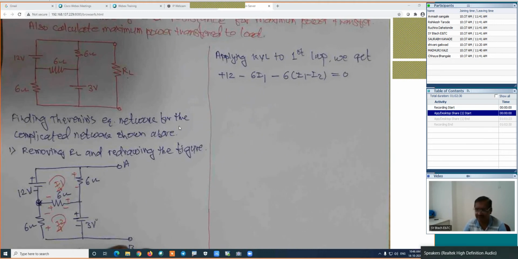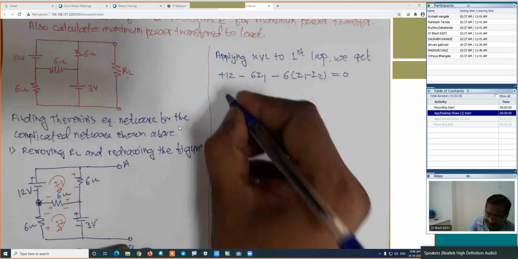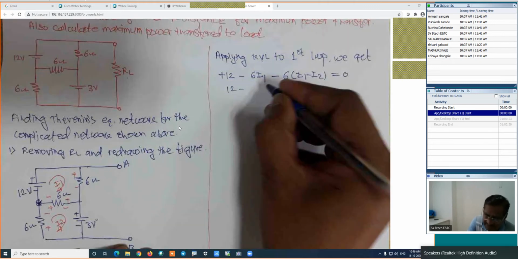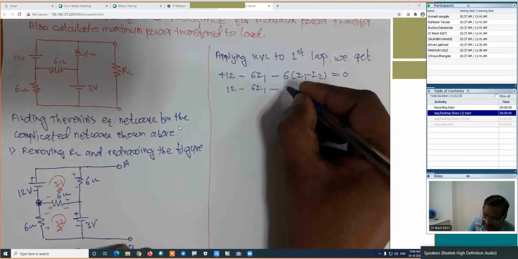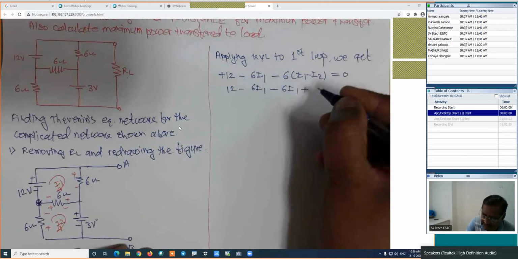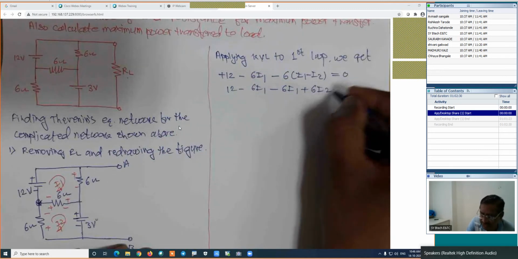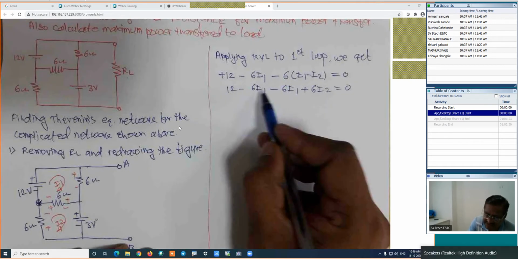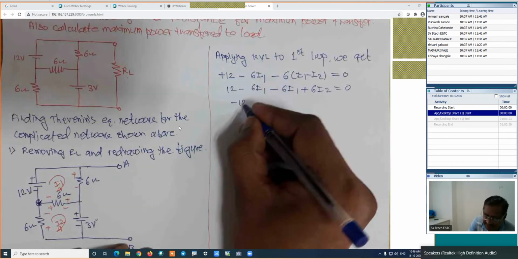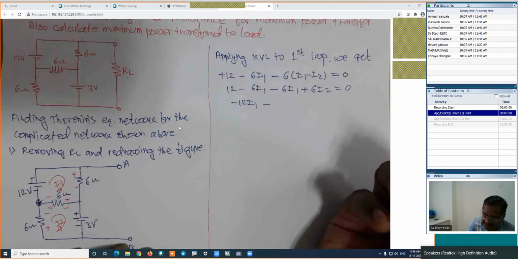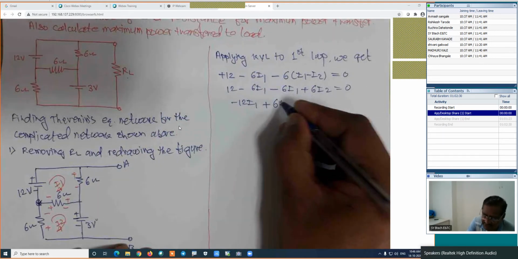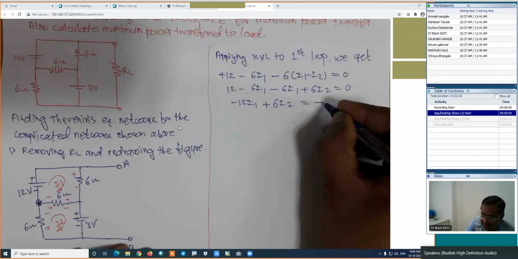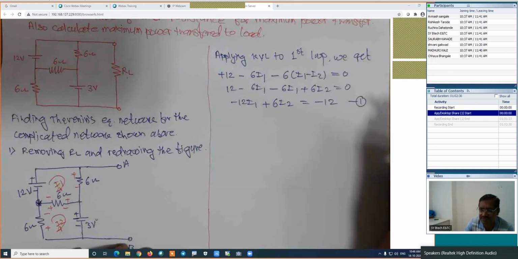Simplify this equation and name it equation number 1. This is 12 minus 6I1 minus 6I1 plus 6I2, which is equal to 0. I will simplify it further. 6 and 6 means it is minus 12I1, plus 6I2, which is equal to minus 12. This is equation number 1, which is for the first loop.